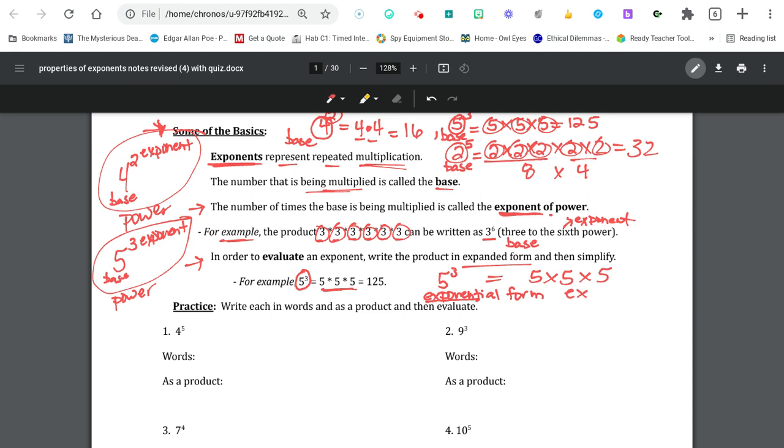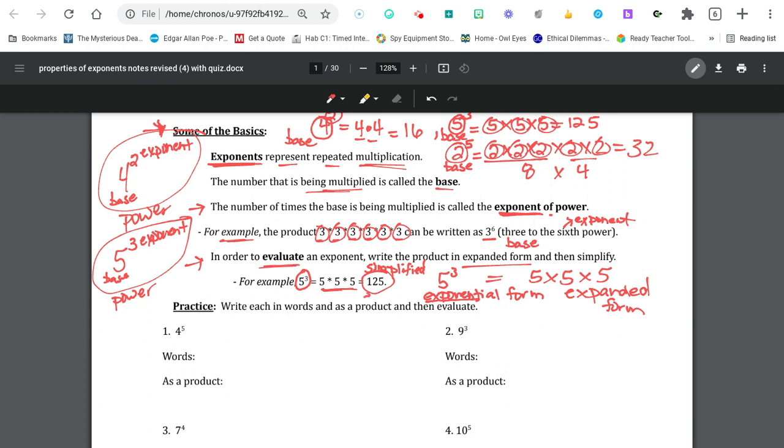But this is called expanded form. When you expand something, you're making it larger or bigger. Not really bigger in terms of value, but you're just writing it out, okay? So expanded form is when you get rid of the exponent and you just write out the numbers however many times the exponent tells you to. And this is a simplified version. 5 cubed, or 5 to the third power, is the same as 5 times 5 times 5 in expanded form. But the answer simplified is 125.